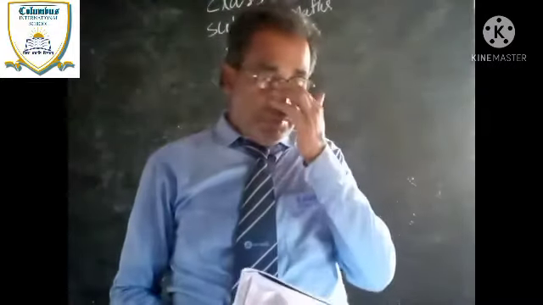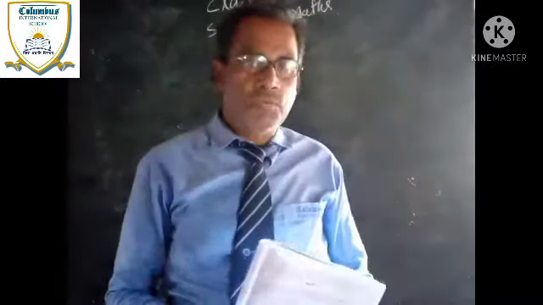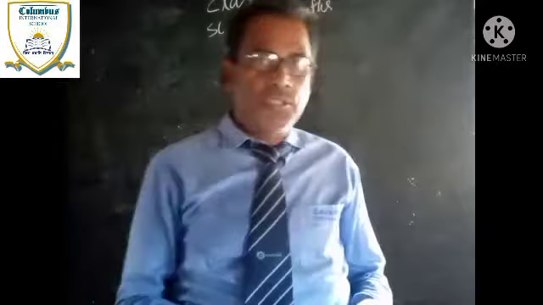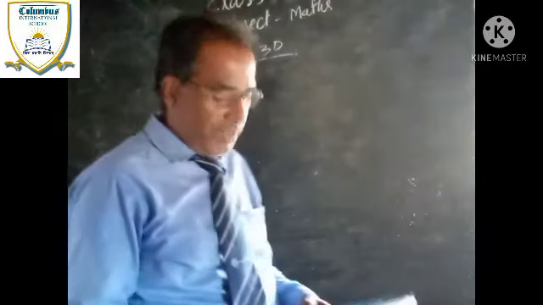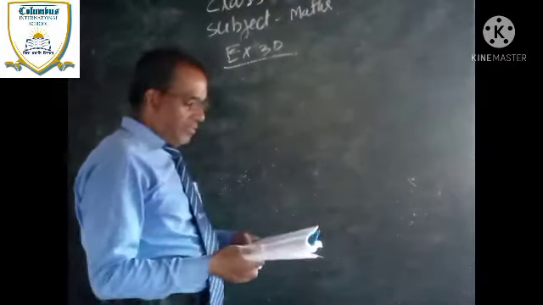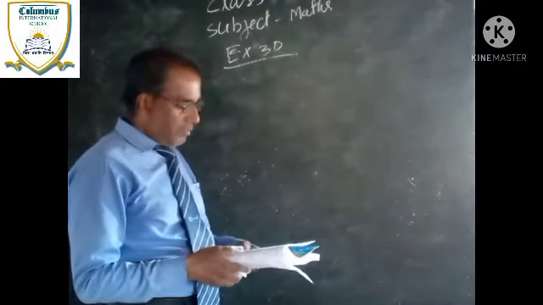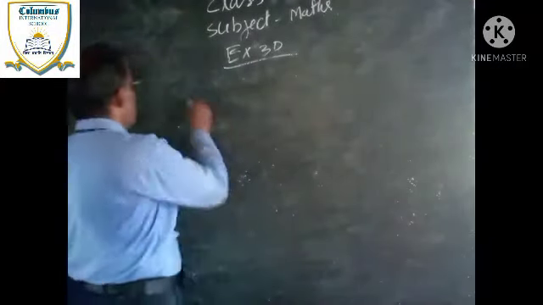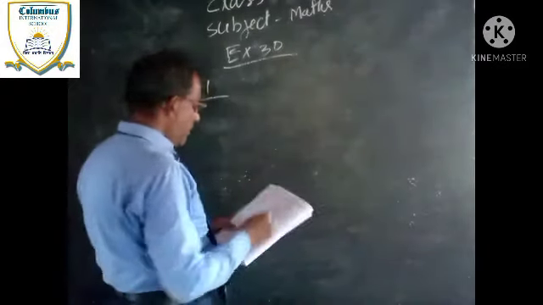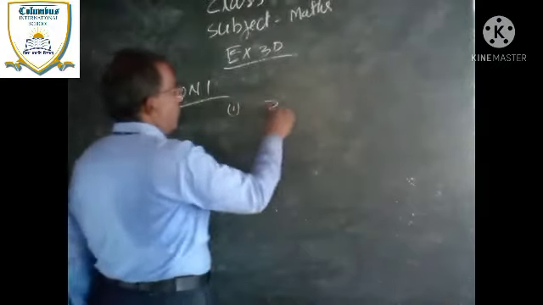Yesterday we taught how to find the square root, and now I am teaching Exercise 3D. Exercise 3C I shall teach just after that. See here, find the square root of each of the following numbers by using the method of factorization. Question number 1. You have to find the square root of the given number, that is 225.